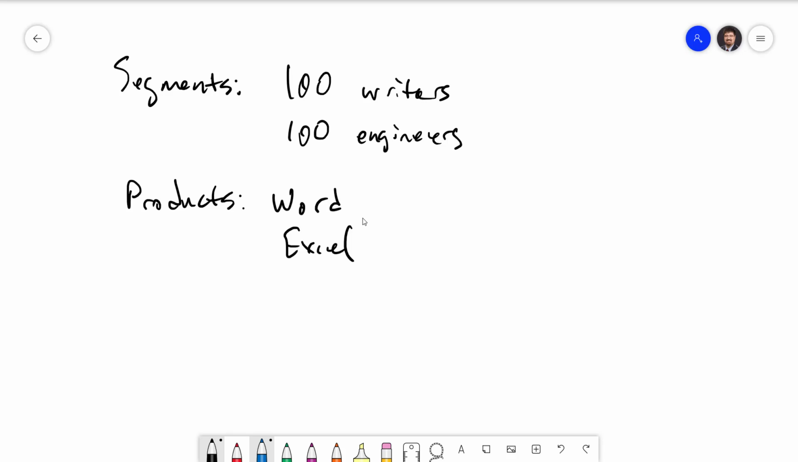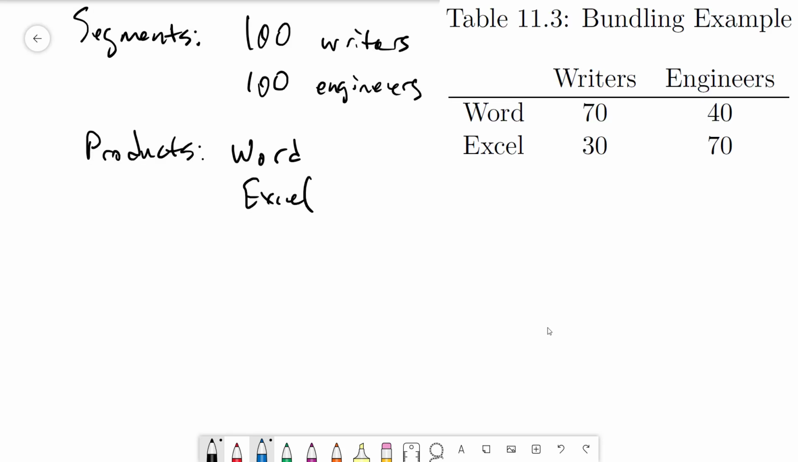As with our versioning example, they're going to make the choices that will maximize their consumer surplus. We will again assume that this is downloadable software, so there is no marginal cost. The table summarizes each segment's willingness to pay for each product. Let's first consider a pure components strategy. In this strategy, we are going to choose prices for Word and Excel independently.